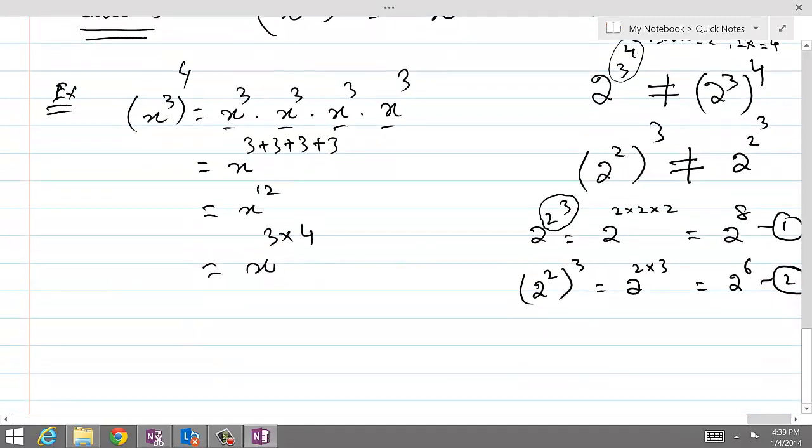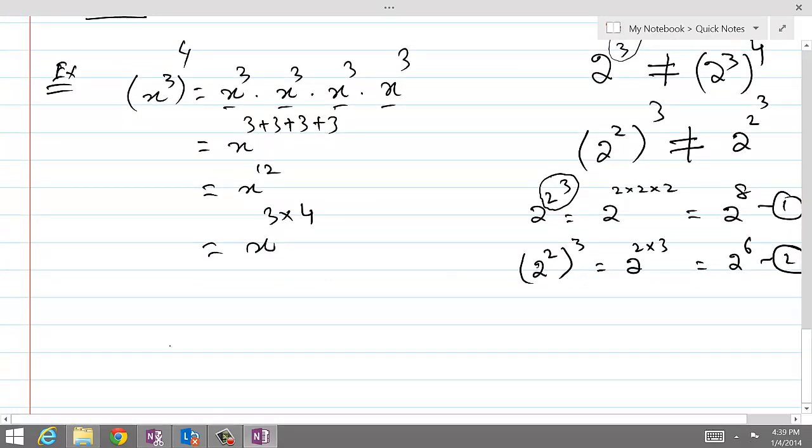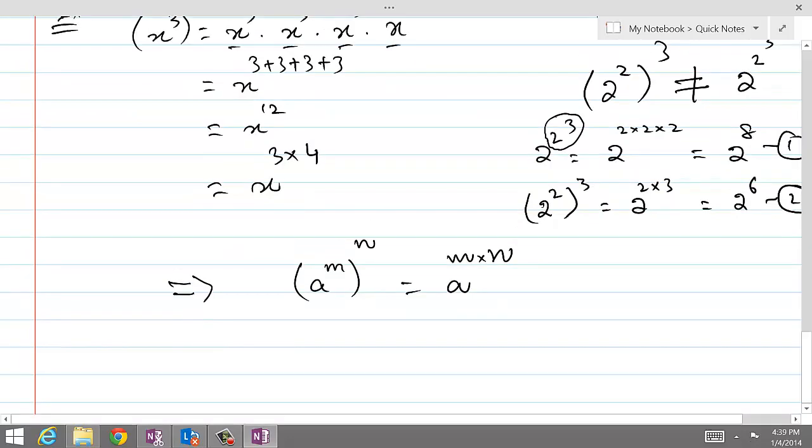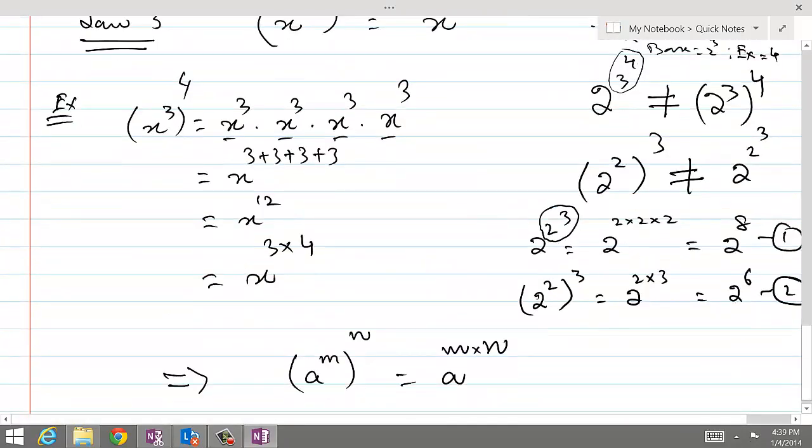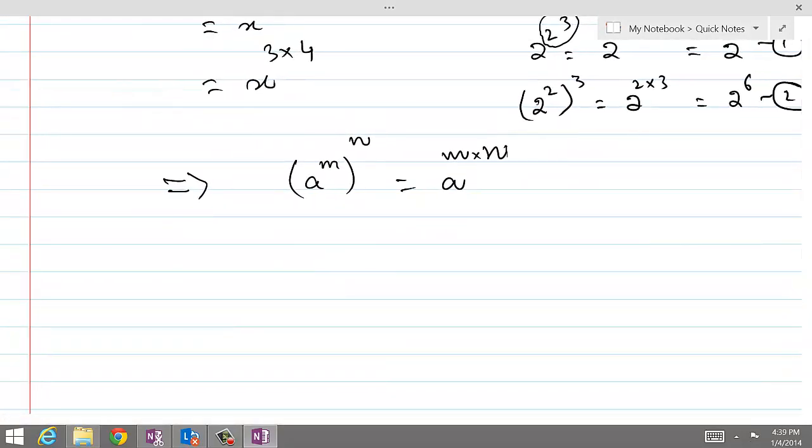So this bracket makes a big difference, and therefore we conclude that (a power m) power n, separating two powers with brackets, means that the two powers can be multiplied, m times n. If there was no bracket, then this is not the law which will govern that operation. And this was law number 3. Now we are going to take a look at law number 4.